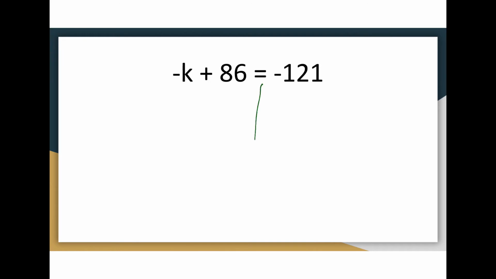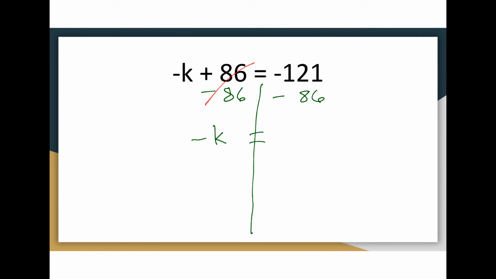All right, so first thing we're going to do here is we want to get the k by itself. So I see this plus 86 over here, so what I'm going to do is I'm going to subtract 86, and when I do this, the 86's will cancel out. Remember, negative is the inverse operation of addition. So that leaves me with just a negative k over here.